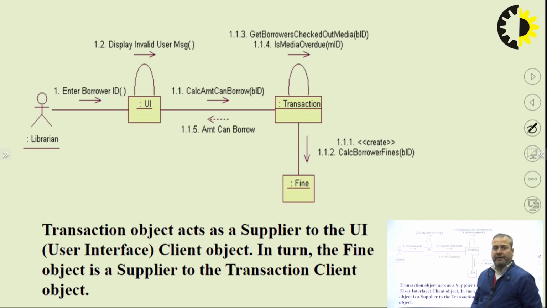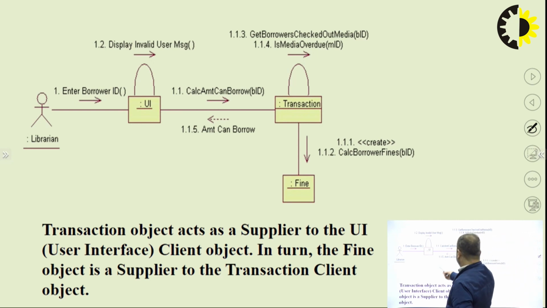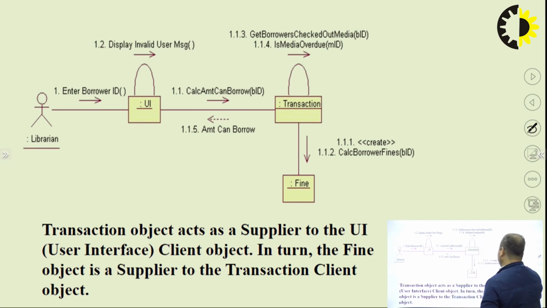If there is numbering, see, collaboration diagram and sequence diagram are both the same. In a collaboration diagram, we specifically write the numbering. Numbering means the flow, from where it starts, then next, and last. So if there is numbering, this is specifically a collaboration diagram. If numbering is not written, then this becomes a sequence diagram. So see, this transaction object acts as a supplier to the UI, meaning the user interface client object. In turn, the fine object is a supplier to the transaction client object.